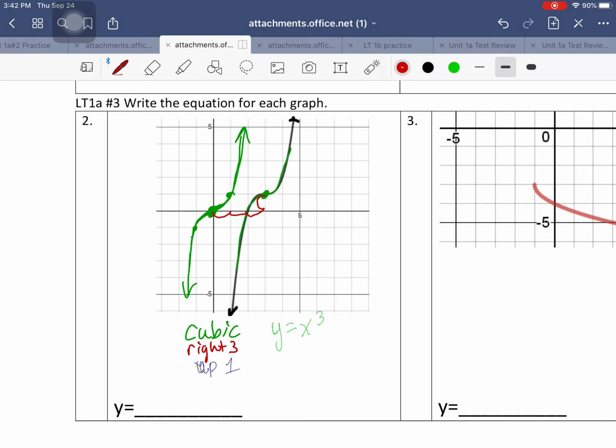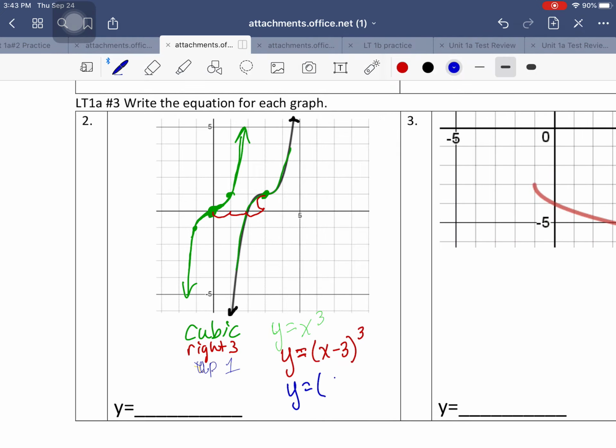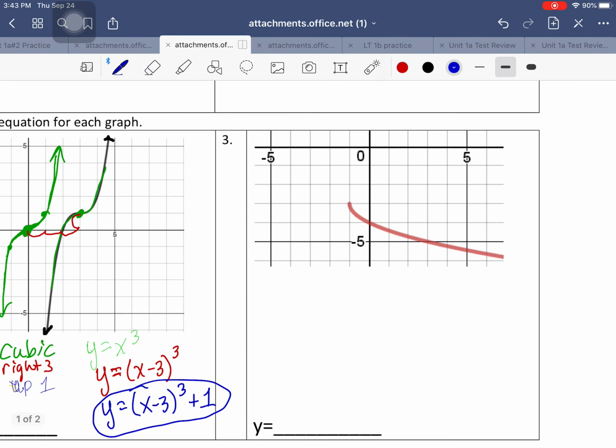Right, if we go right 3, looking back at your equation, it's going to be put in parentheses with the x, minus 3. And to go up 1, you go y equals, so (x minus 3) cubed, that's the right 3. And then up 1 is on the outside, plus 1. And there's your equation for that function.